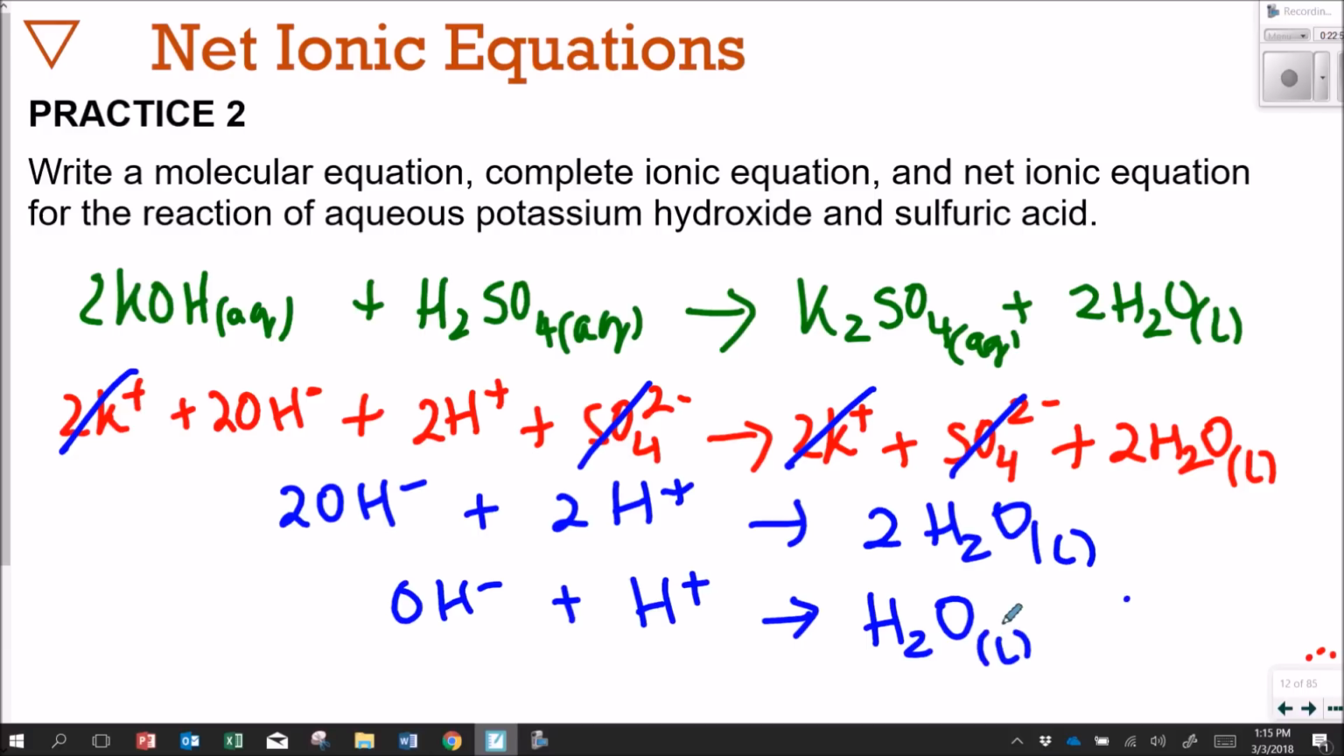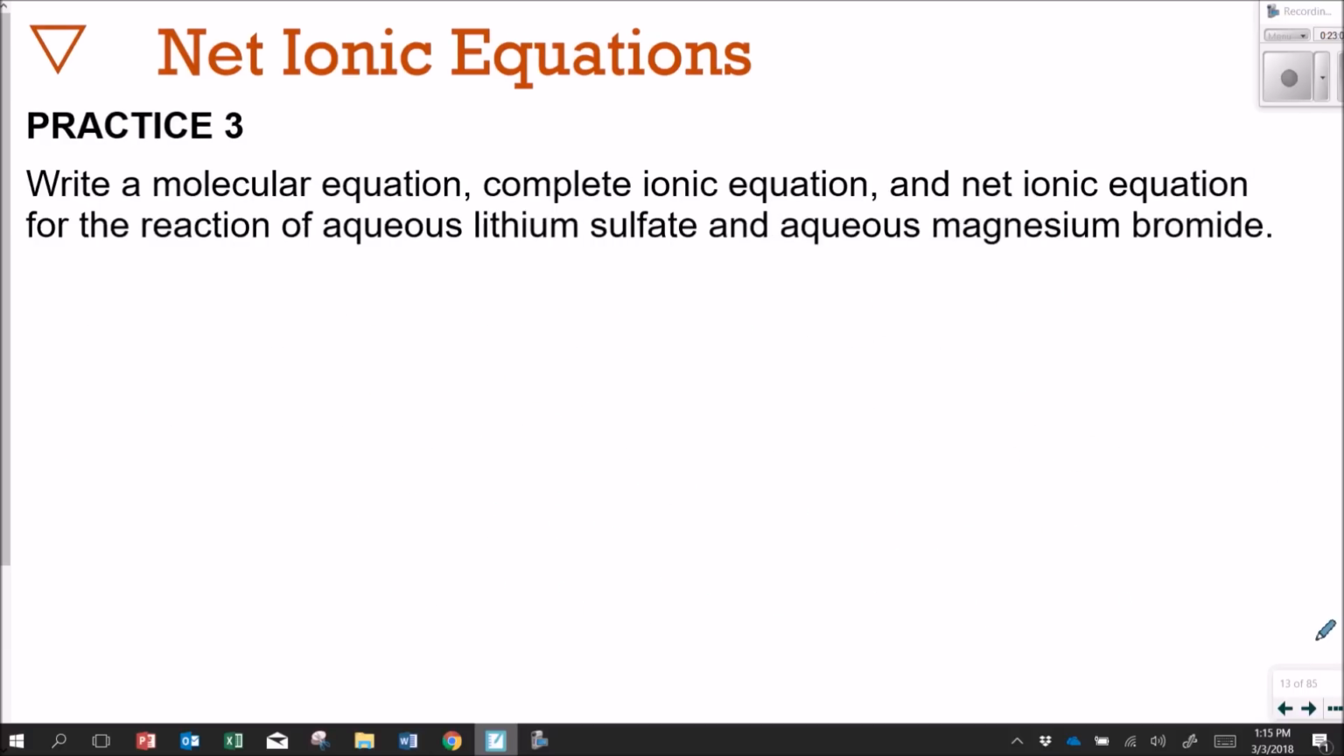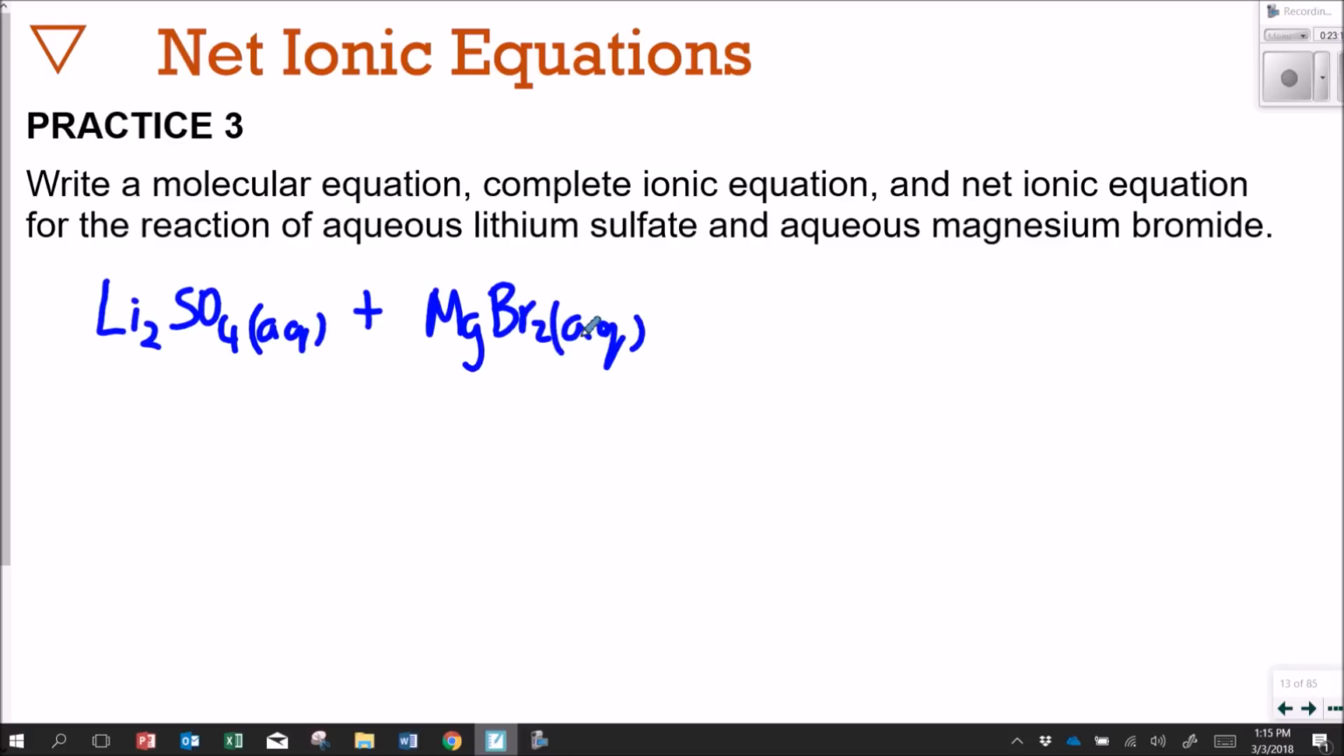And last one, we are reacting lithium sulfate, so Li2SO4 plus magnesium bromide, so MgBr2, and that will produce lithium bromide, LiBr, and magnesium sulfate. I have to balance it. I need a 2 over here, and it's balanced.